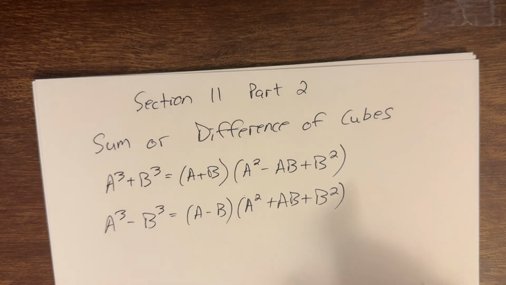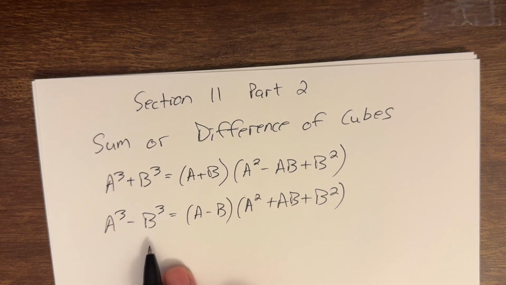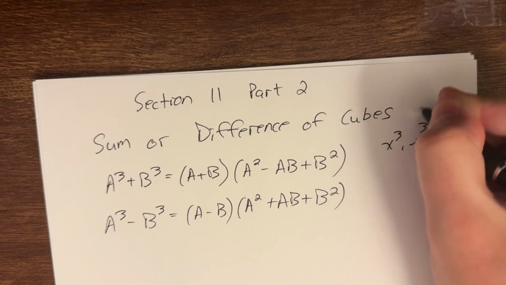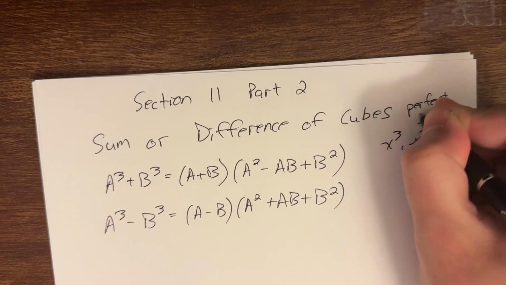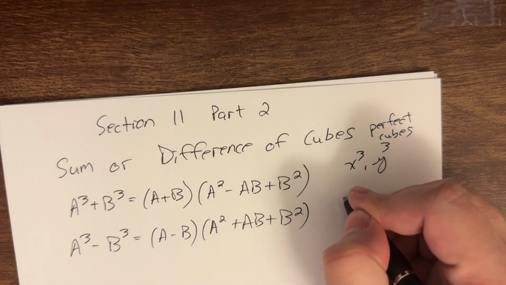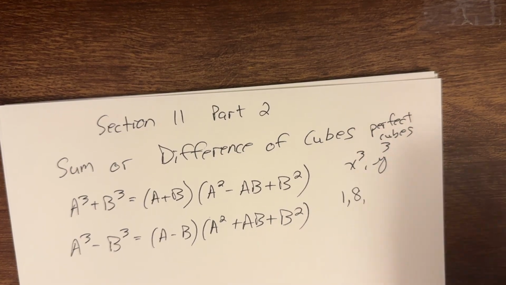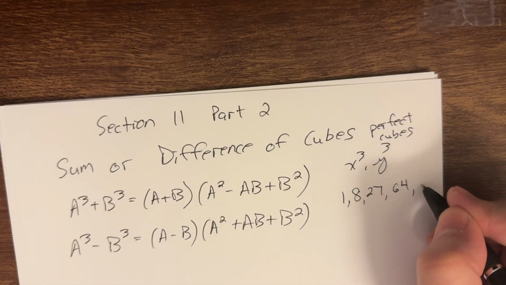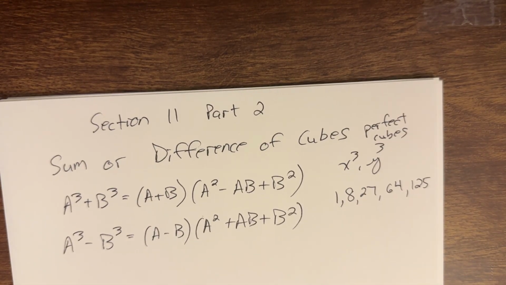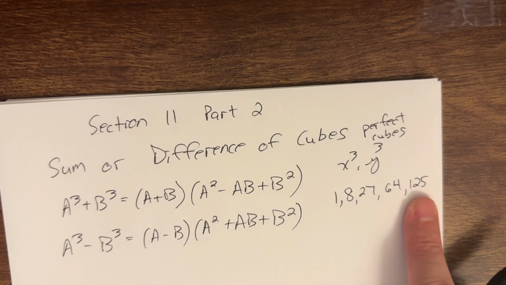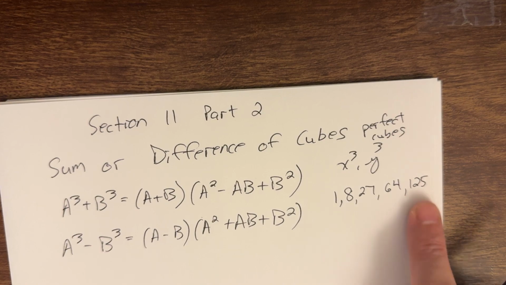Second thing, just like before, if we're talking about cubes, we want to recognize nice perfect cubes. So for variables, similarly, x cubed, y cubed, those are perfect cubes. As far as numbers, well, 1 cubed is 1, 2 cubed is 8, 3 cubed is 27, 4 cubed is 64, 5 cubed is 125. Our book pretty much stops there. They definitely want you to know 1 through 10 squared, but for cubes, the numbers get a little bit bigger, so 1 through 5 cubed is typically enough.